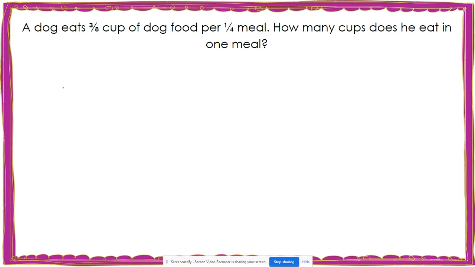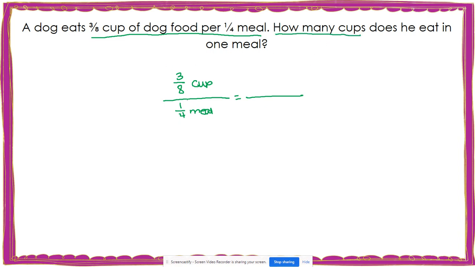Finally, I see that a dog eats 3/8 cups of dog food per 1/4 of a meal. How many cups does he eat in one meal? Well, my rate is 3/8 of a cup in 1/4 of a meal. So I'm going to write that first, 3/8 of a cup to 1/4 of a meal. Then I'm going to set that equal to my next ratio. Now I see that I'm looking for how many cups. So since I don't know how many cups, I'm going to put an x in my numerator, since cups are in my numerator over here.